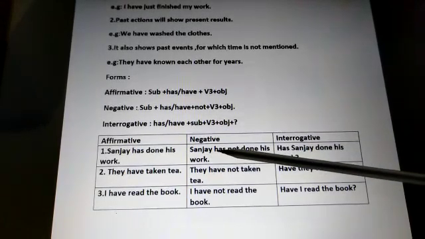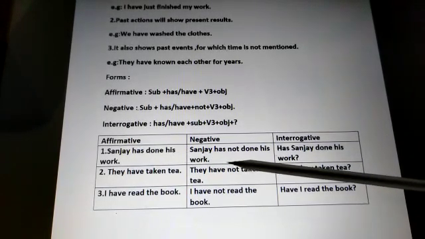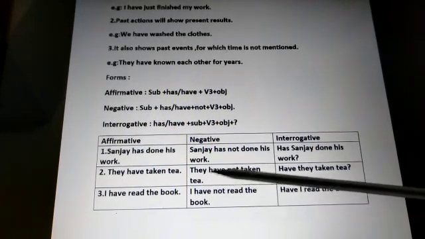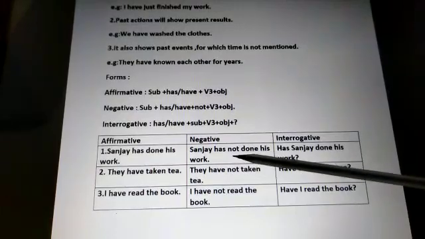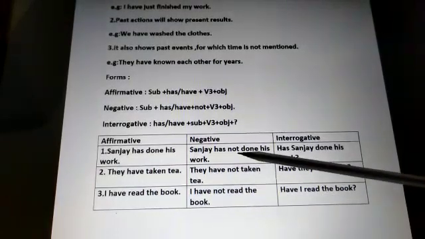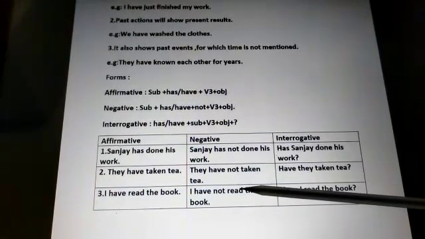So let's see the negative here. Sanjay has not done his work. They have not taken tea. I have not read the book. So you can understand the difference that only not has been added with has and have. So this is what you have to do in the negative sentences.